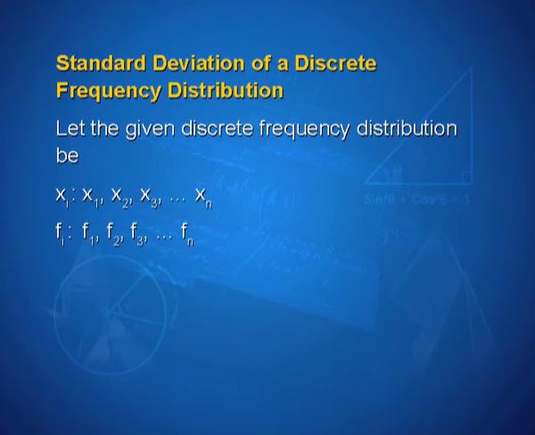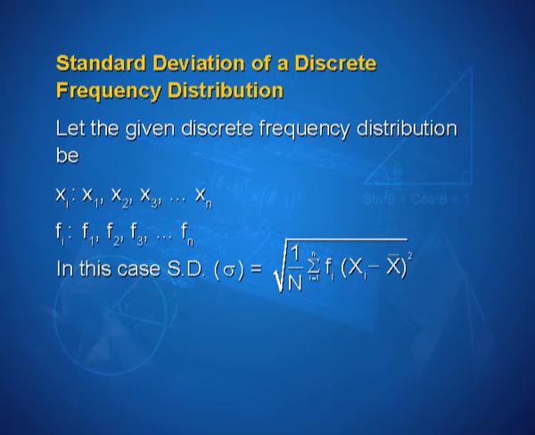Now, let us study the standard deviation of a discrete frequency distribution. Let the given discrete frequency distribution be xi varying from x1, x2, x3 and so on till xn, and frequencies ranging from f1, f2, f3 to fn correspondingly. In this case, standard deviation sigma is equal to the positive square root of 1 upon n into summation i varying from 1 to n fi into xi minus x bar whole square, where n is equal to summation i varying from 1 to n fi.